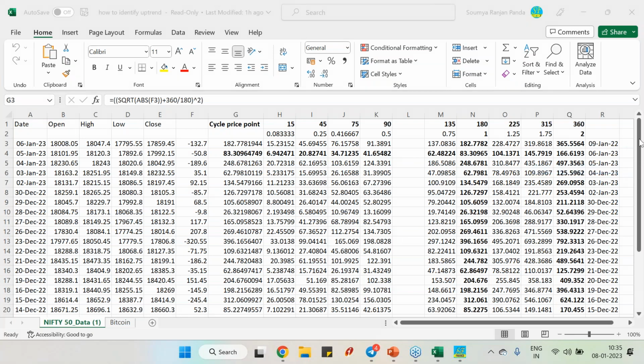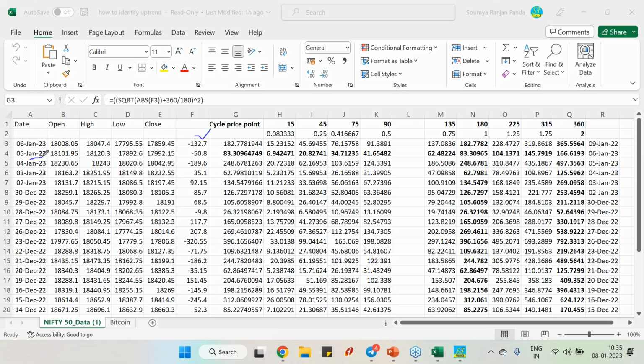182 points. So now in between this 182.77. Similarly, what will happen? You have got the cycle price points. What happened on 6th Jan? Based on that, we are expecting on 9th Jan there will be 183 points of price movement.